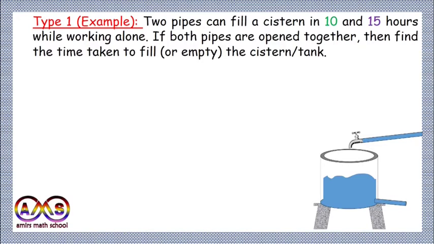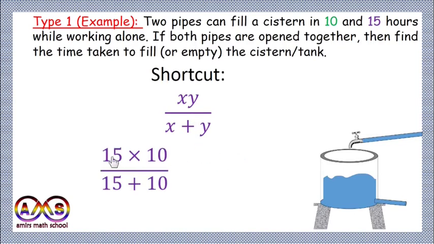Let's solve this problem using the shortcut formula, that is XY divided by X plus Y. The value of X is 10, the value of Y is 15. So if we substitute the values here, that is 15 into 10 divided by 15 plus 10, then we get the required result 6.